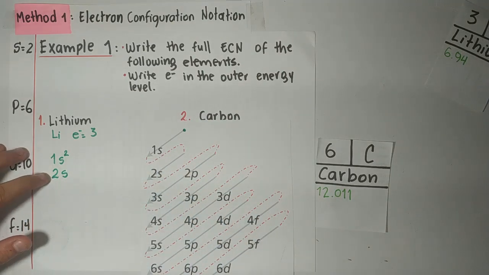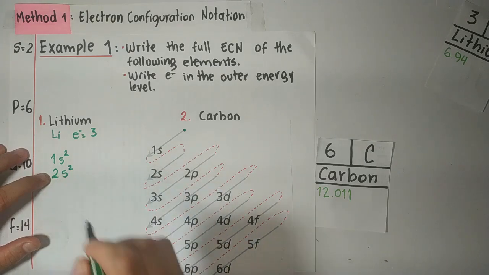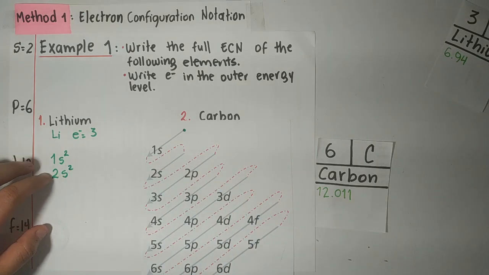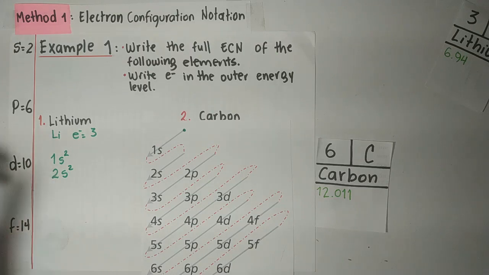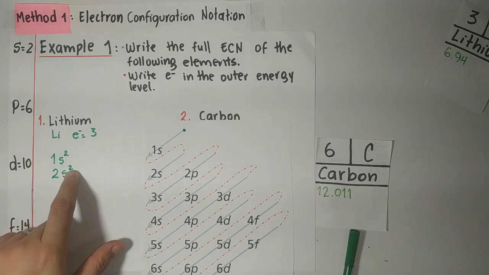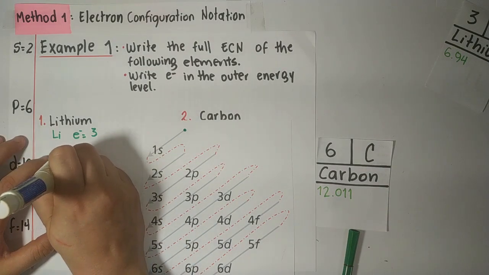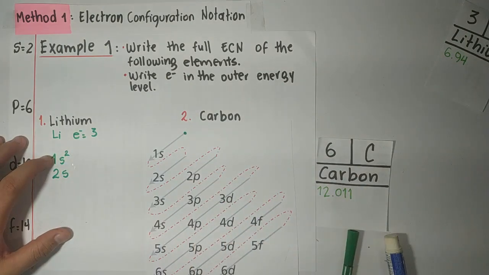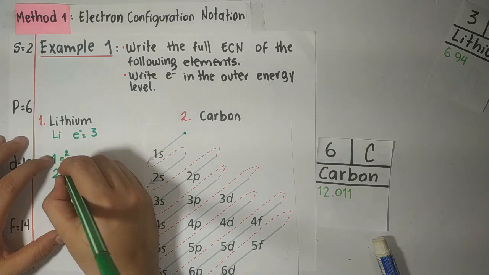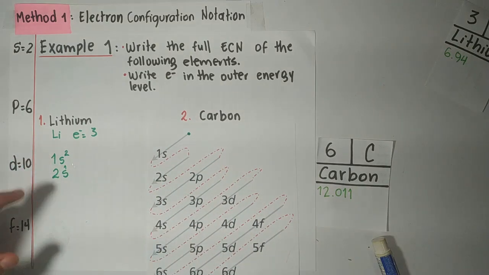But what happens if I use the 2 electrons? I will have 4 electrons in total. And lithium doesn't have 4 electrons. It has only 3. So instead of writing 2 over there, we're going to just write the electrons that are remaining. In this case, 2 plus 1 makes 3. And this is the total electron configuration for lithium.